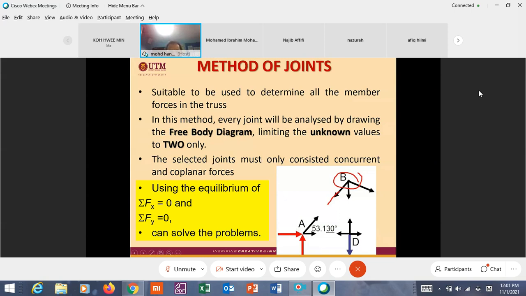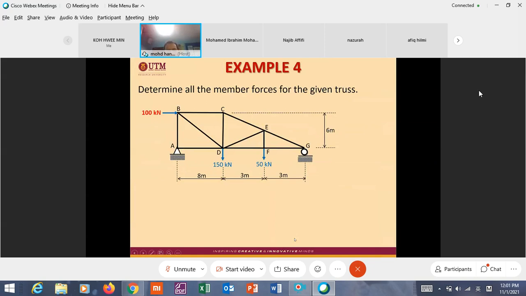And the selected joints must only contain concurrent and coplanar forces. Yeah, concurrent and coplanar forces means here... Okay, for example, this is the joint method.